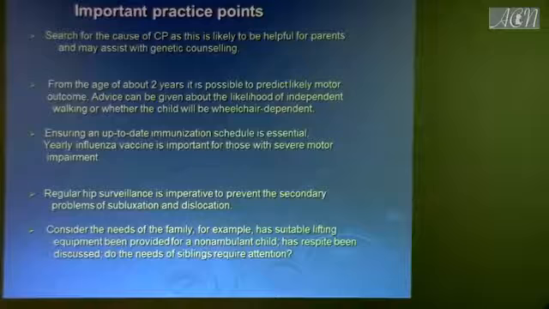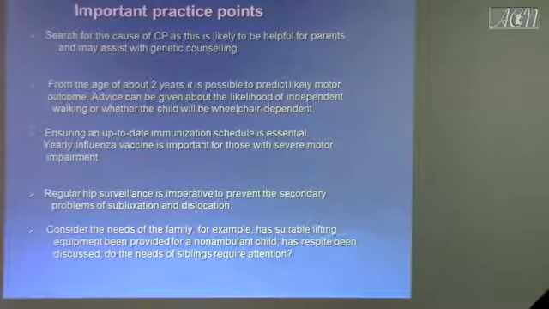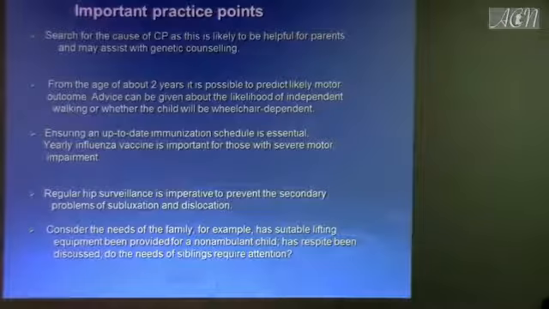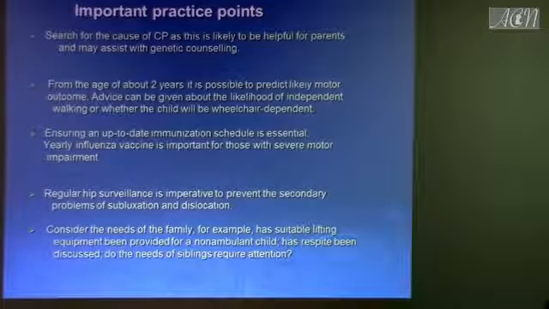Now, important practice points. I have a patient who has cerebral palsy, and the thing I need to keep in mind a lot of the time is the prognosis. What is the prognosis for this kid? For example, from the age of about 2 years, it is possible to predict likely motor outcome, and advice can be given about the likelihood of independent walking or whether the child will be wheelchair dependent. If you have a kid who's 2 years of age, just like the kid we saw today, and she starts to walk, she has diplegia, you can tell the family most likely she will walk independently.